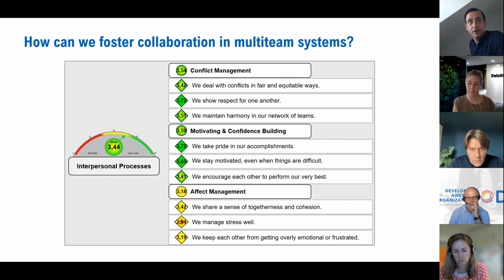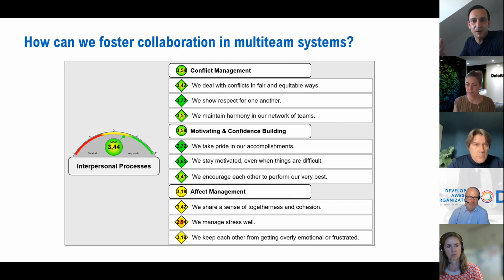And to give you a feeling, what does conflict management, motivating and confidence building and affect management mean? For example, to deal with conflict in a fair and equitable way, to show respect for each other, and to maintain harmony in the network of teams. Don't forget, harmony and cooperation and collaboration is based on you wanting to collaborate. If you once decided you don't like the other anymore, because, for example, you feel unfairly treated, you can forget about collaboration in the long run.